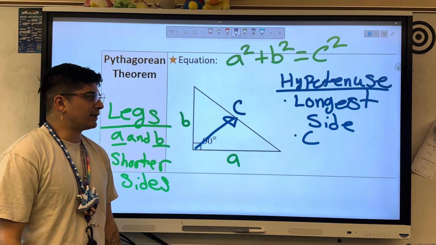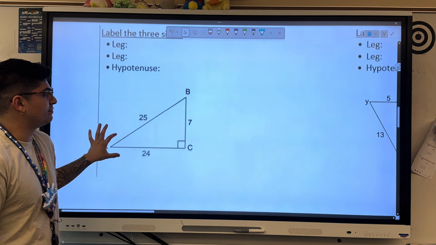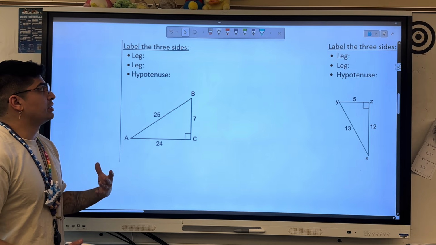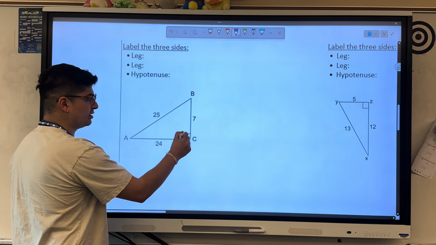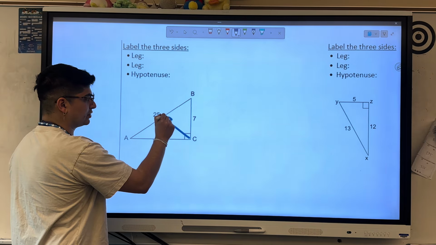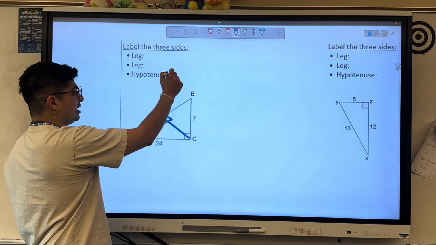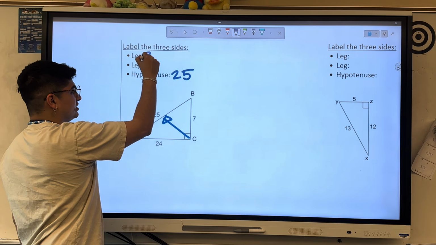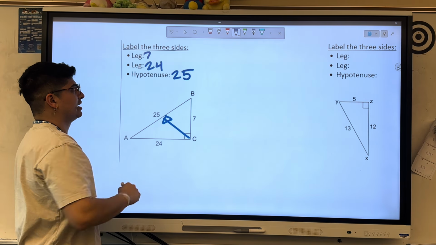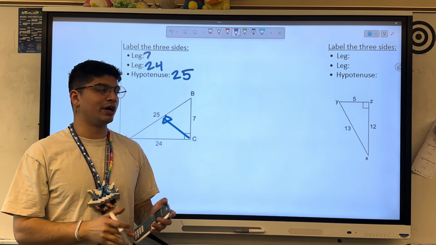So that's the parts of a triangle, right? So again, if I gave you a triangle, looking at this one right here, and I had to ask you which ones are the legs and which one's the hypotenuse. Well, again, the hypotenuse or the C is always diagonal to the 90-degree angle. So the hypotenuse would be 25. The legs would be 7 and 24. Again, notice how I don't have A or B. It's literally just the legs. It could be either one.